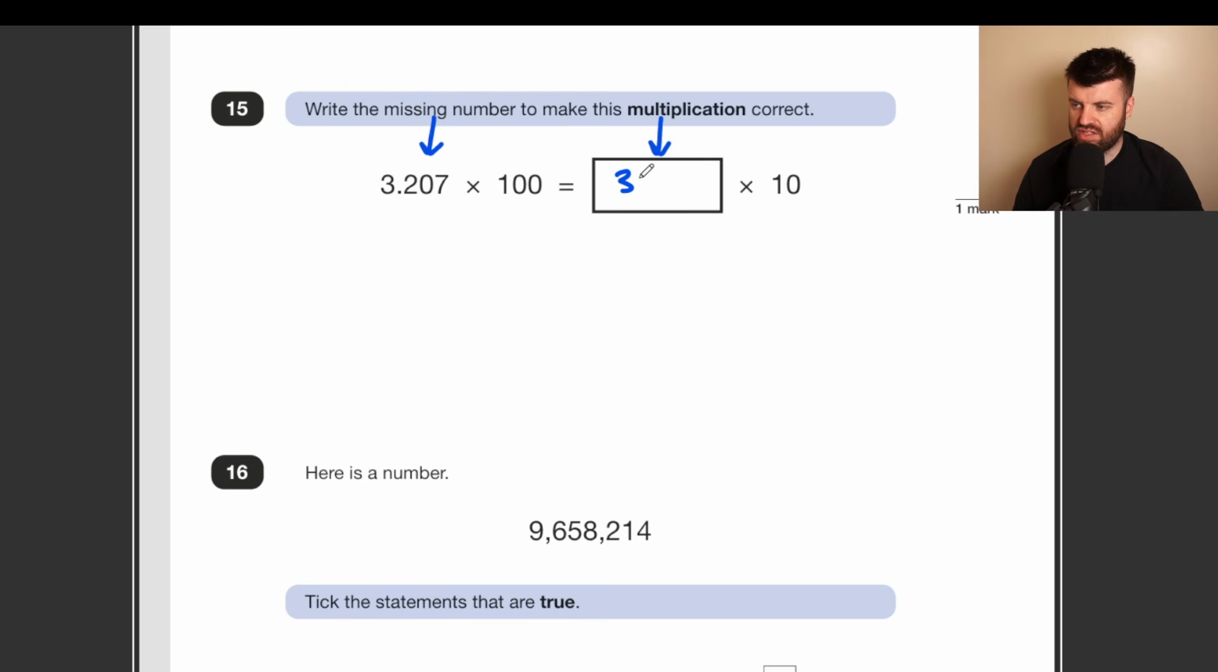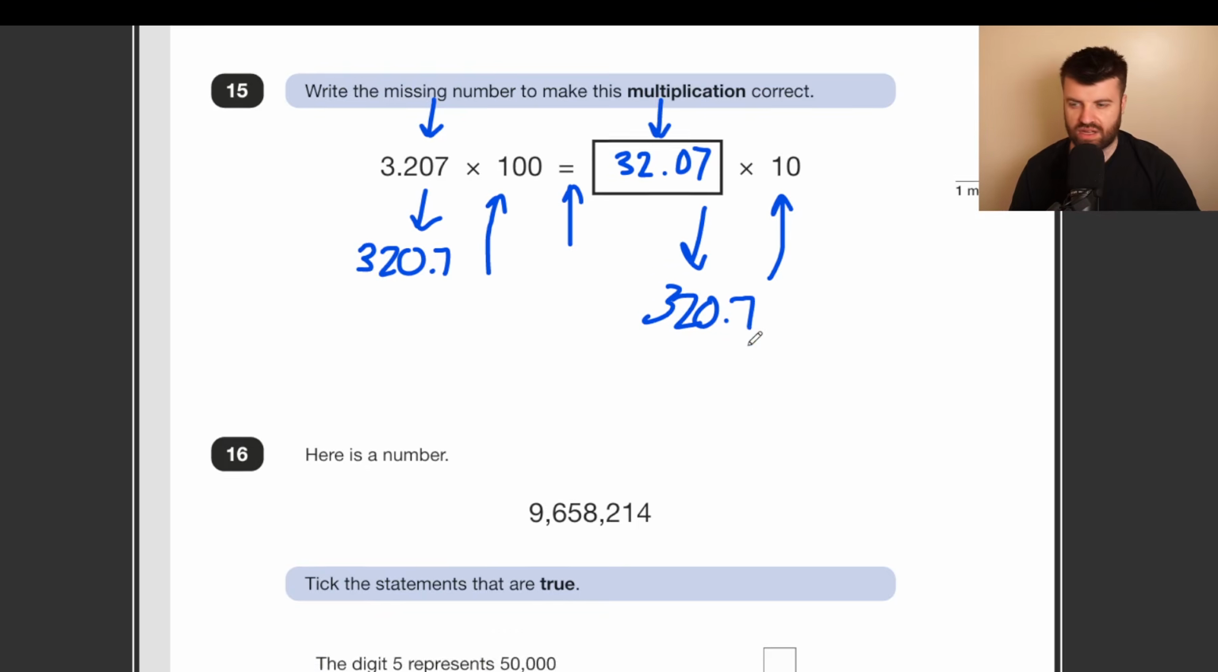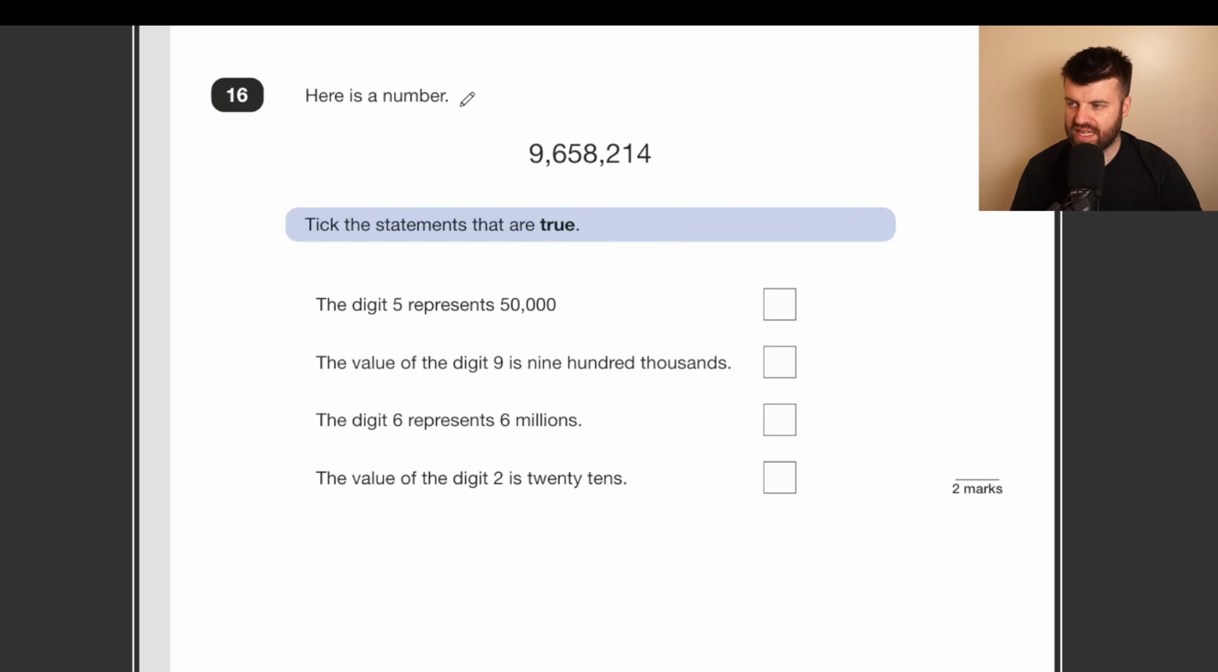So we get 32.07. I've not done any working out other than if they're going to be equal, I had to multiply this side by 100, so it must be smaller. This side I only multiplied by 10, so I made what I started with 10 times bigger already. You could prove this. You could work it out that this is 320.7. And then you would work this out as 320.7. That is fine if you've got time, but if you can just notice those patterns, you're going to save time for sure.